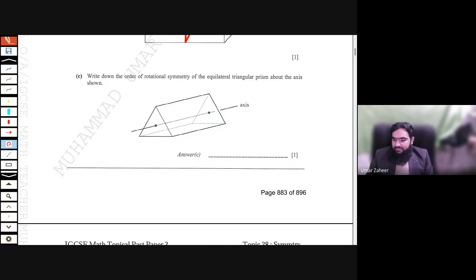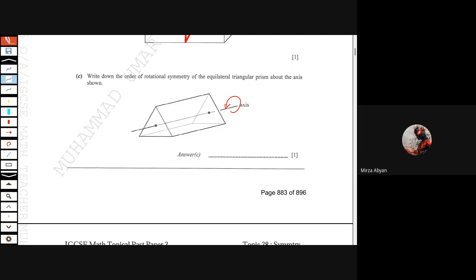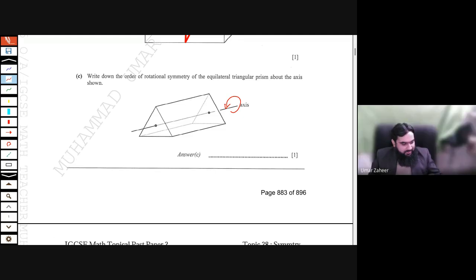So how many times are you going to get the same shape after a 360 rotation? 3. Three, sir. Yes, you are going to see it 3 times. It is the front shape. When you rotate it, it will be at the back, exactly the same shape. It will be at the bottom, the same shape. It will be at the front, the same shape. So that will be 3 times.